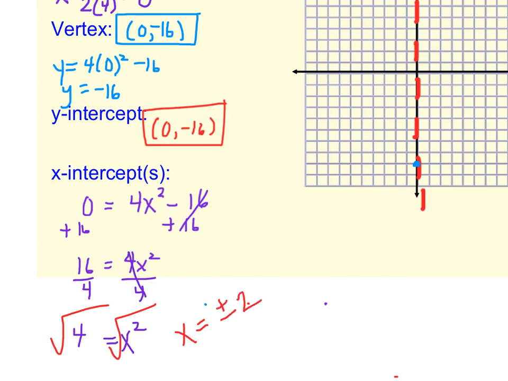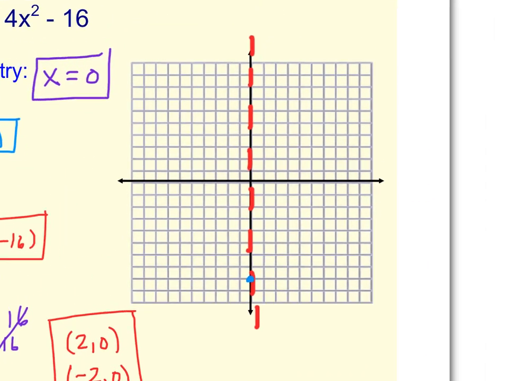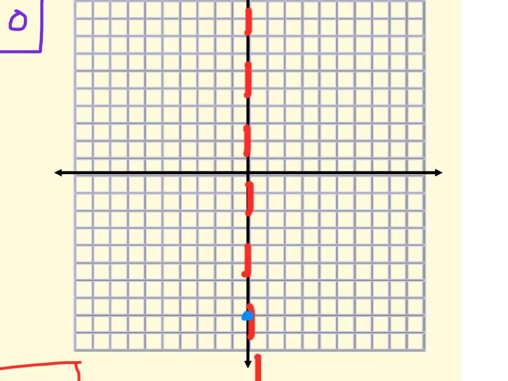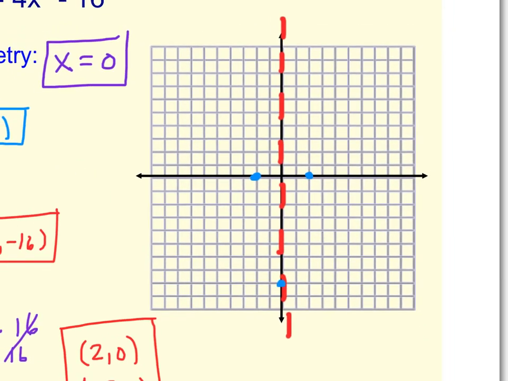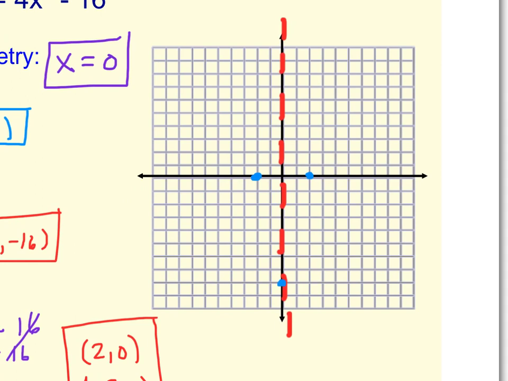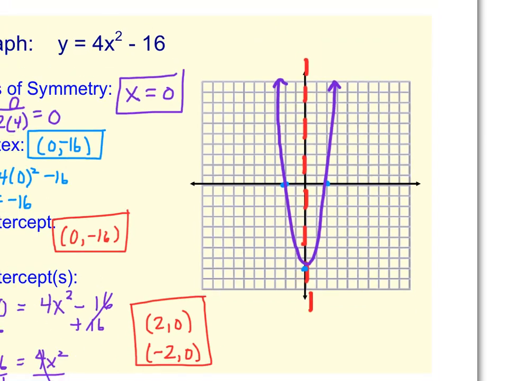If we write those out as intercepts, you have 2, 0, and you have negative 2, 0. So that gives us 2 more points that we can put on our graph. So the 2 more points we have are negative 2, 0, and positive 2, 0. And now we can draw in our parabola, since knowing how to find the intercepts gives us more information about our graph so we can have a nice accurate parabola that we're drawing. And there you go.